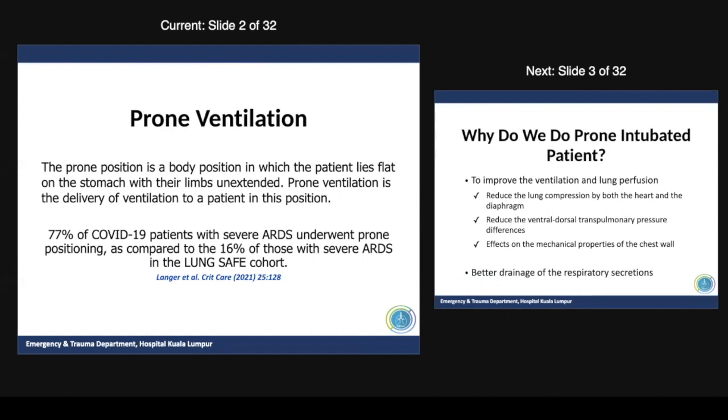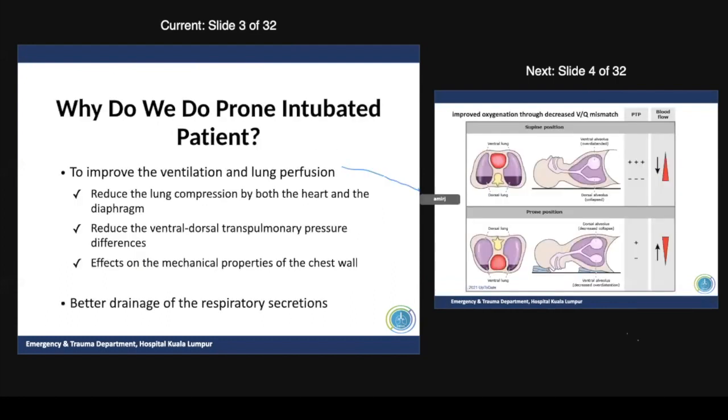They think that it will be very helpful for ARDS patient. So since that kita start proning, then orang kata memang majority of the time the patient ada nampak improvement. So yang pentingnya kenapa kita pronekan patient? Okay, kenapa kita pronekan patient?